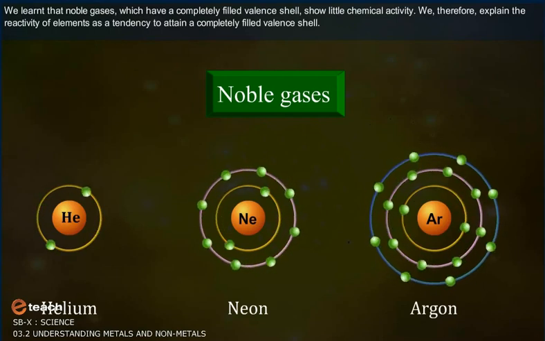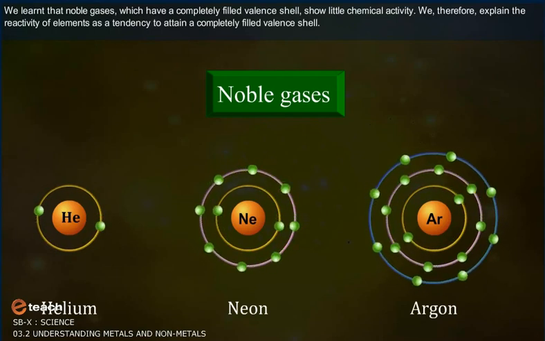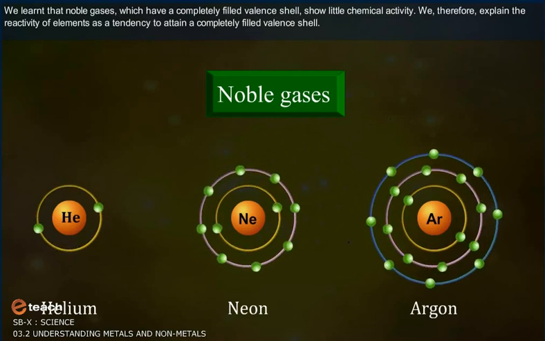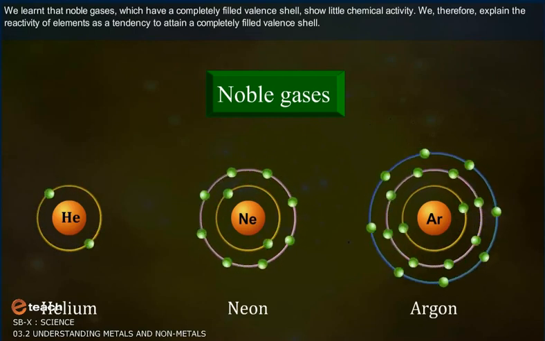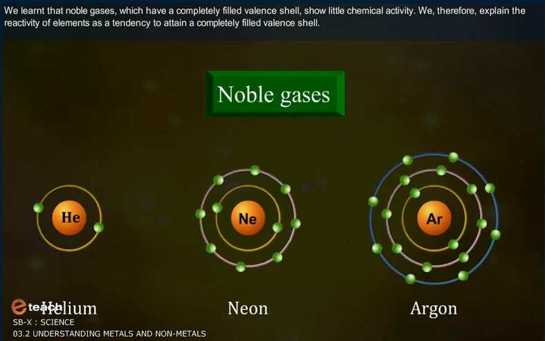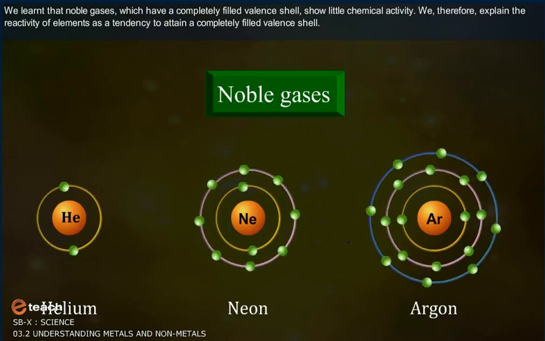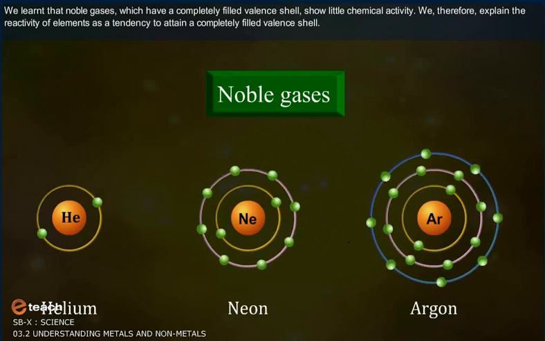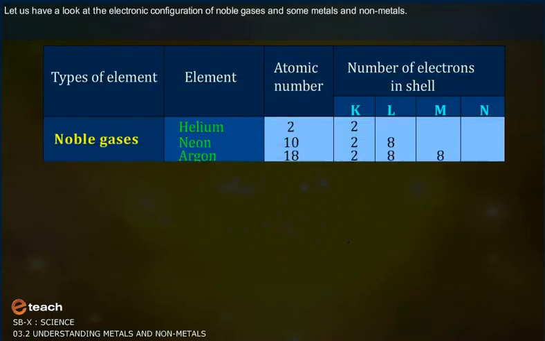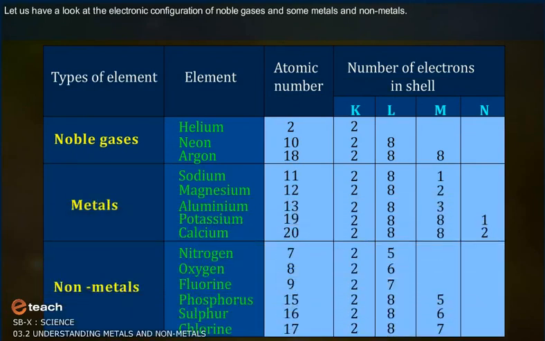We learned that noble gases, which have a completely filled valence shell, show little chemical activity. We therefore explain the reactivity of elements as a tendency to attain a completely filled valence shell. Let us have a look at the electronic configuration of noble gases and some metals and nonmetals.